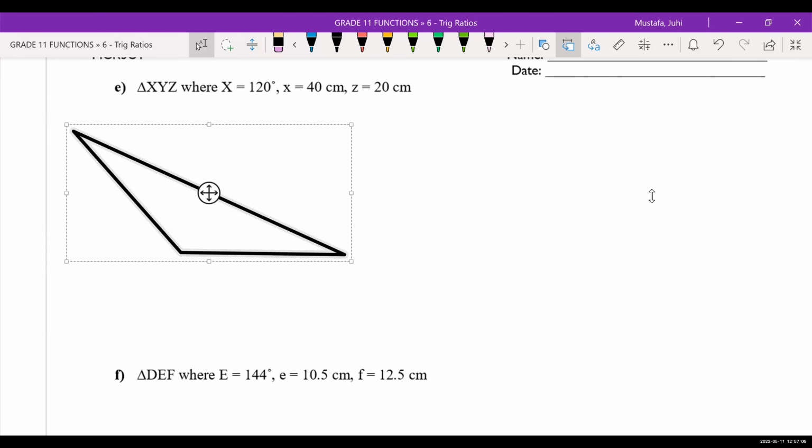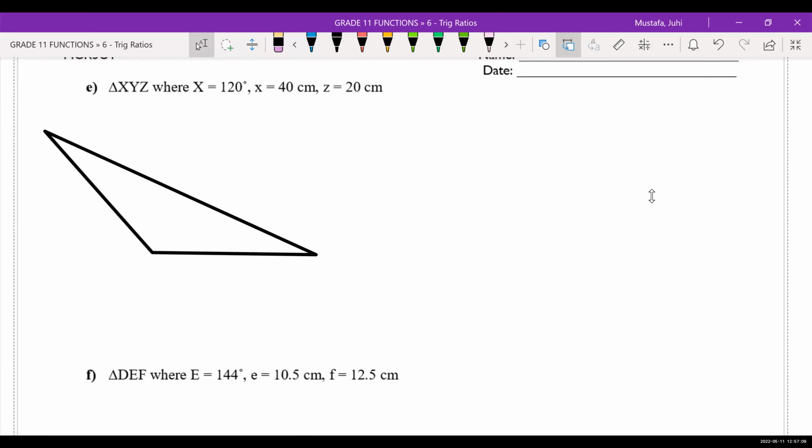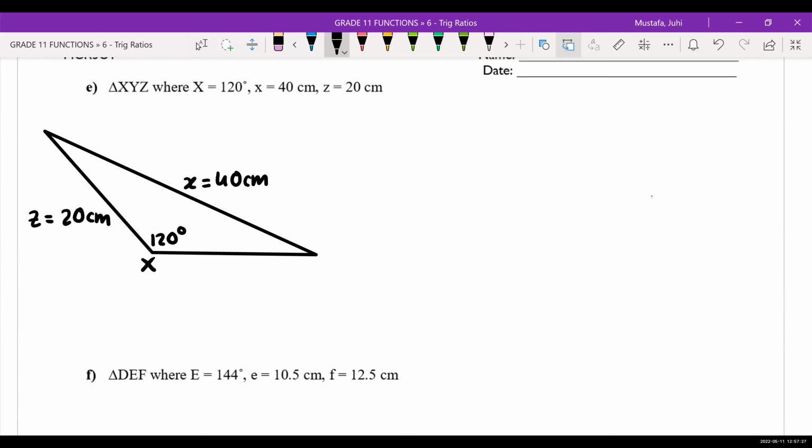Obtuse triangles always have an angle that is greater than 90 degrees, so it's going to look kind of a little bit weird. This is angle X, so this is 120 degrees. This is side length X, so this is 40 centimeters. And I still put the other side length, which is Z, and this is 20 centimeters. The other one is going to be Y. Sorry, no, I have not made a mistake. This is going to be Z, this is going to be Y, and this is going to be side length Y.